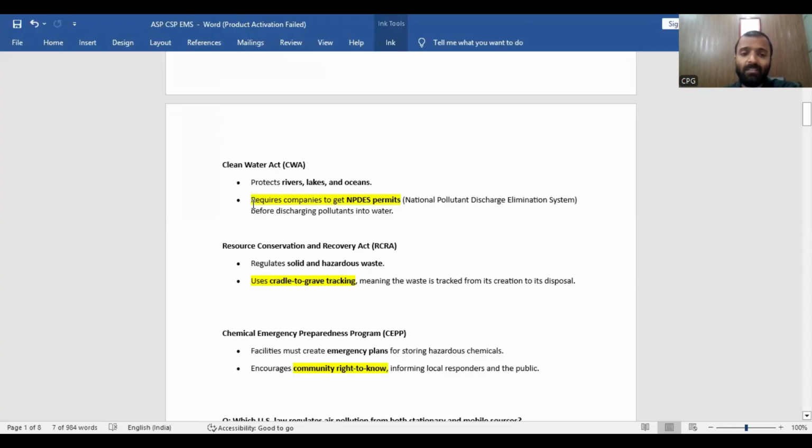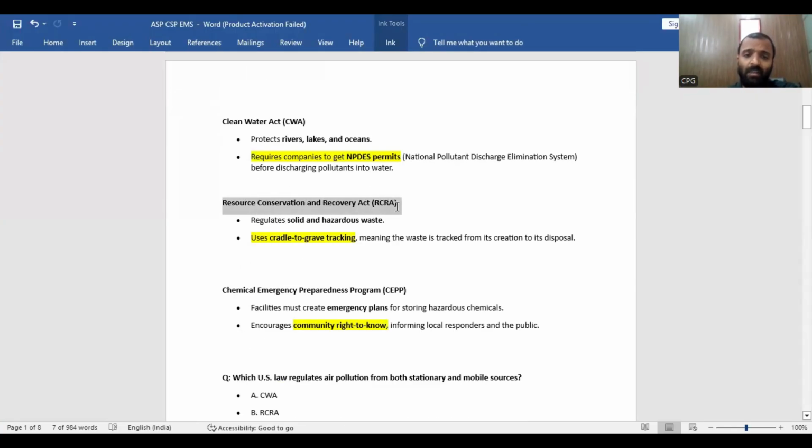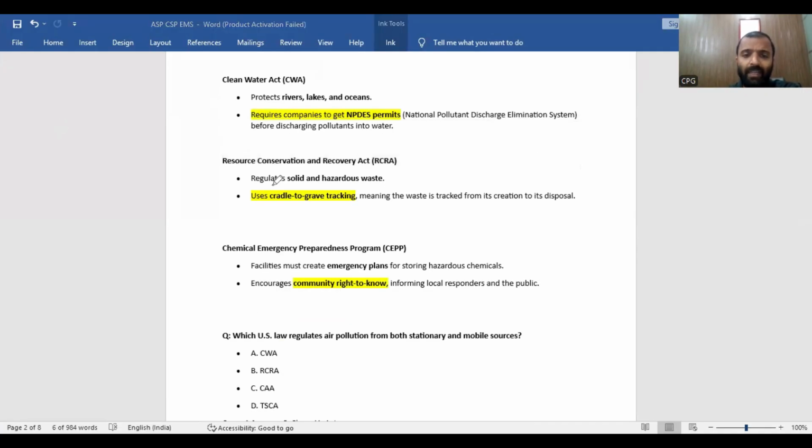Now RCRA, Resource Conservation and Recovery Act, very important. It regulates solid and hazardous waste. It uses the concept of cradle to grave tracking.